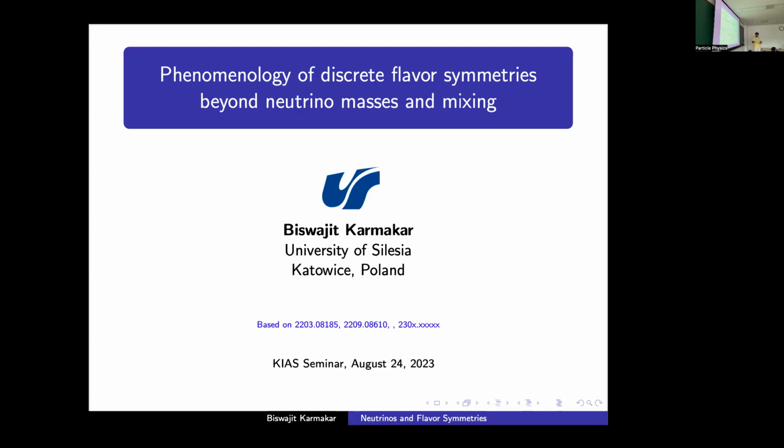In this case, the Lagrangian is invariant under mu-tau permutation symmetry. That means if you change the flavors of mu and tau, the mass matrix basically remains invariant. And in that case, you exactly get the tri-bimaximal mixing from the previous mass matrix.